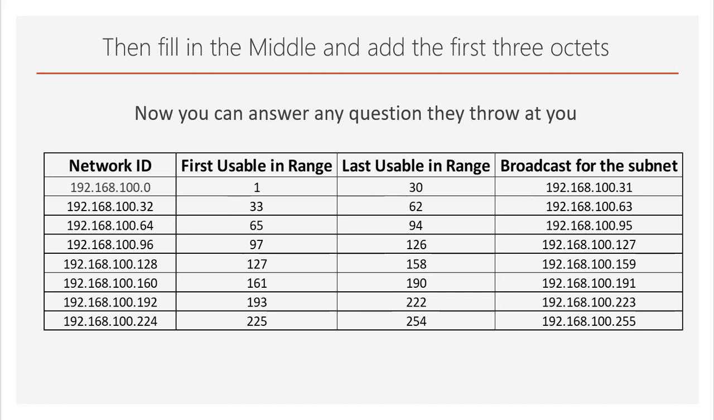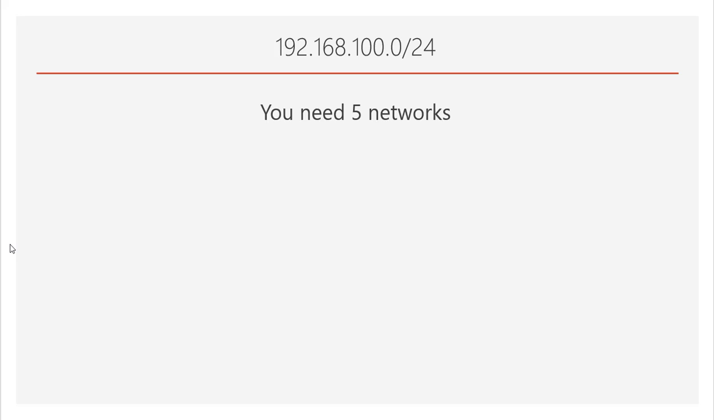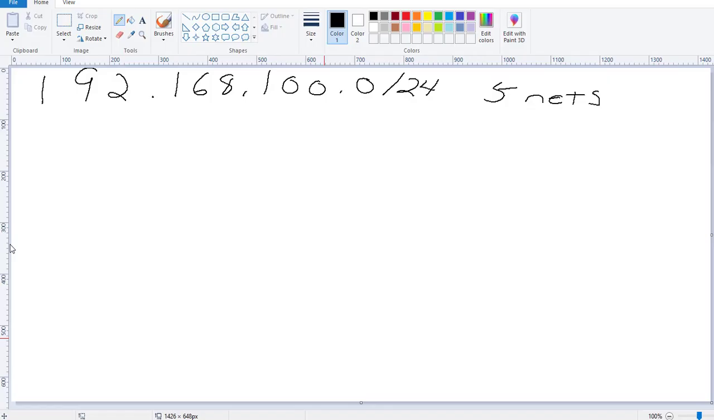So let's work out a few more just so you've got some practice. All right, so let's do this one. 192.168.100.0 is what you're given, and they want you to break it down into 5 networks. So what do you do? Forgive my handwriting because it's so bad on these little tablets. I'm trying to get used to them. So I have 192.168.100.0 with a /24, so I need 5 networks.